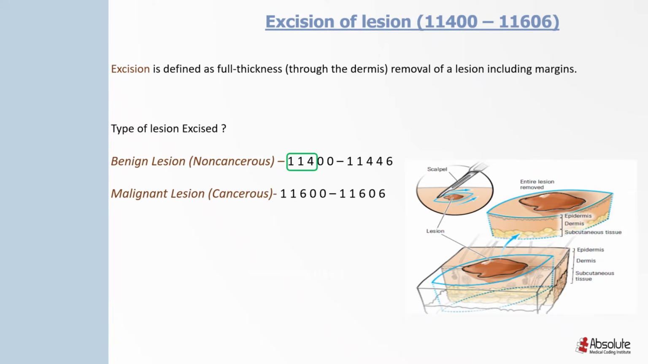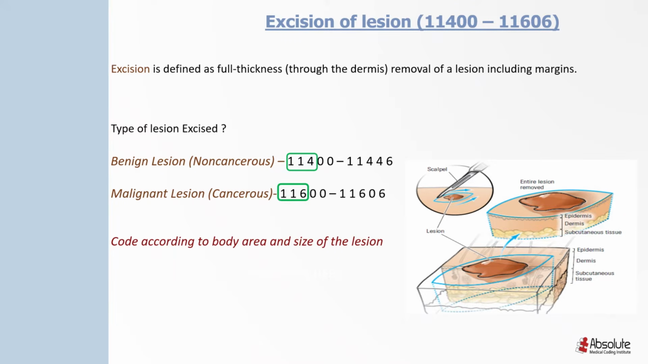And if you notice here, you can see that the code series starting from 114 is exclusively for benign lesion excision procedures, and the code series starting from 116 is for malignant lesion excision procedures. So this is an easy tip for identifying whether the lesion code is for excision of a benign or a malignant lesion.